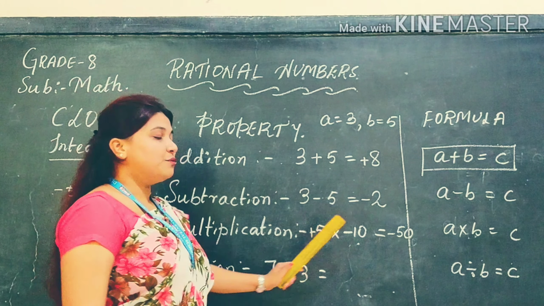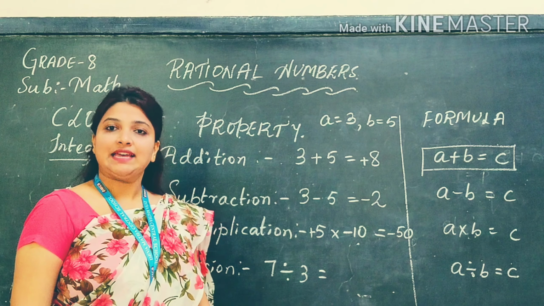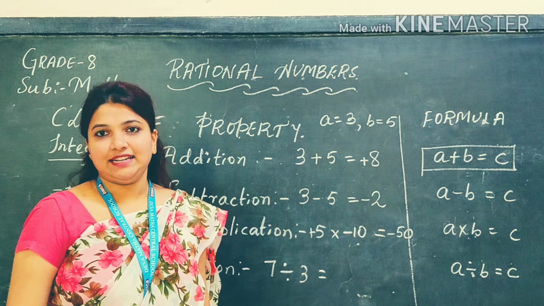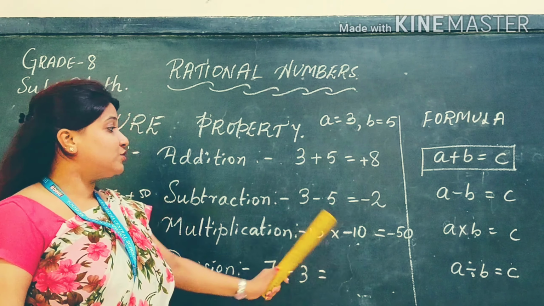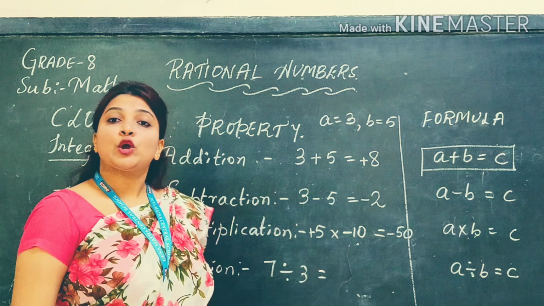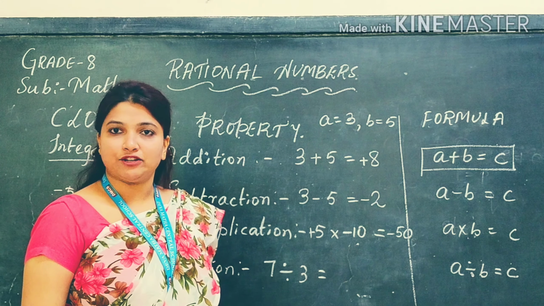Yes, definitely. So minus 50 is also an integer. So integer into integer again will be an integer. So now what did we come to do? This is the formula: A into B is equal to C. This is the formula for closure property of multiplication.